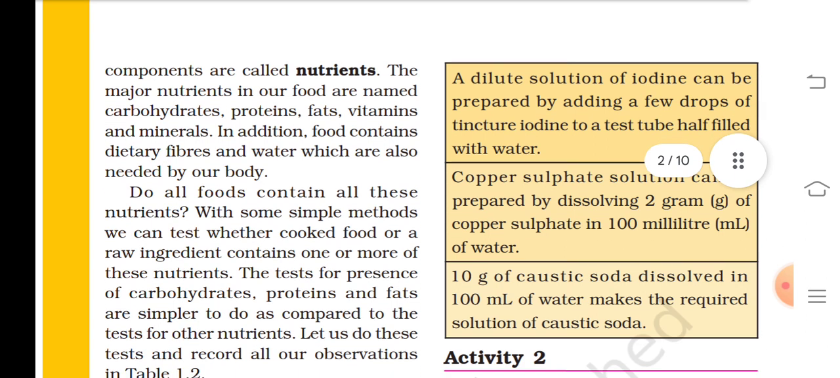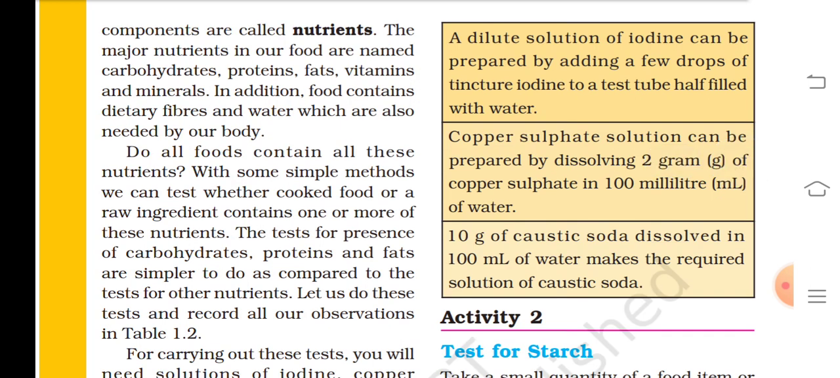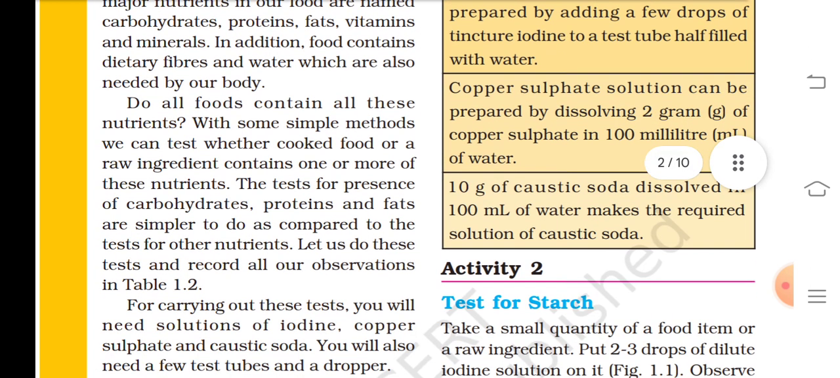These components are called nutrients. The major nutrients in our food are named carbohydrates, proteins, fats, vitamins, and minerals. In addition, food contains dietary fibres and water, which are also needed by our body. Do all food contain all these nutrients? With some simple methods, we can test whether cooked food or raw ingredients contain one or more of these nutrients.